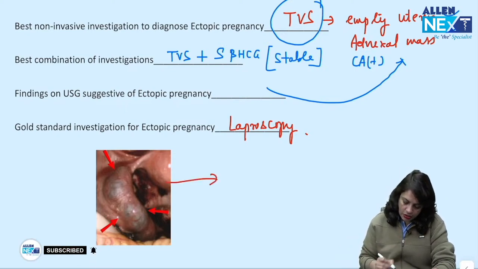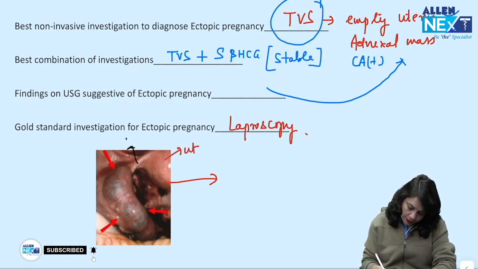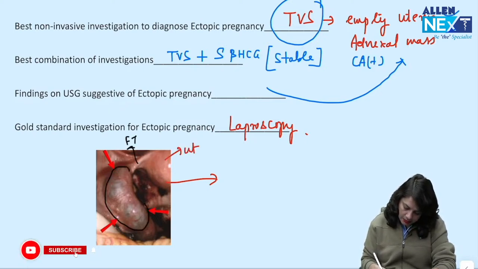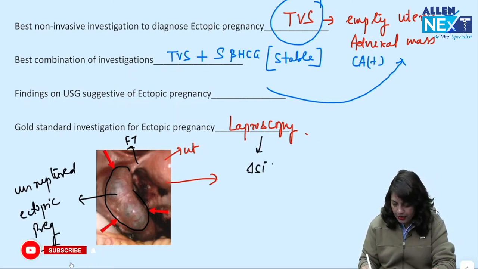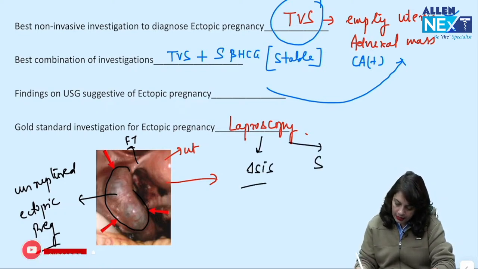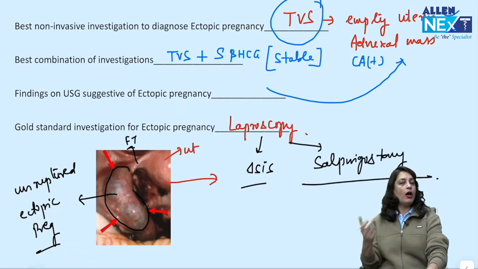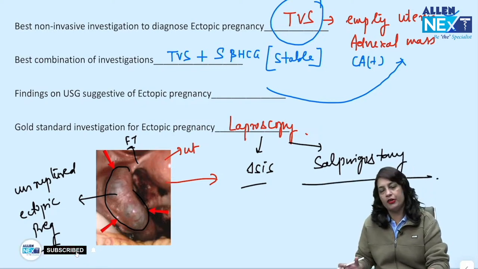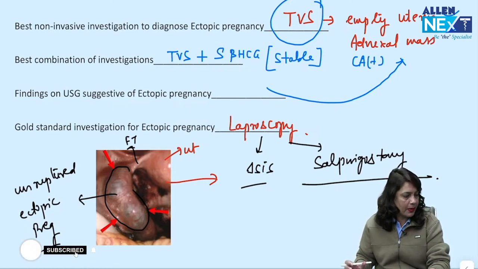So this is an image which is showing that this is the uterus, this is the fallopian tube, and can you see this mass in the fallopian tube? This is an unruptured ectopic pregnancy. Confirmation of diagnosis can be made on laparoscopy followed by therapeutic salpingostomy. So with one investigation we have confirmed our diagnosis and simultaneously we can provide the therapeutic measure, which is salpingostomy.